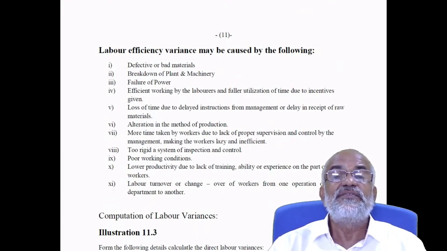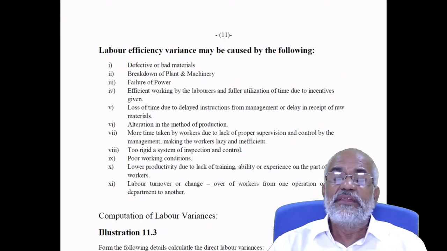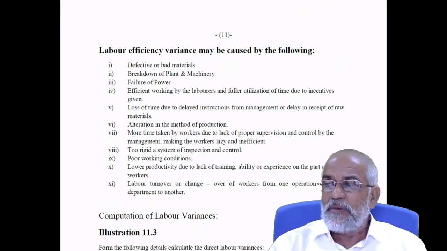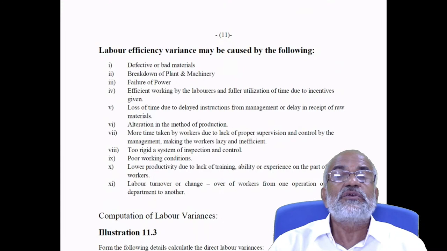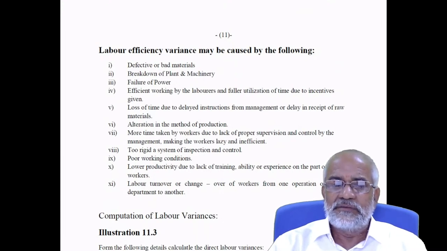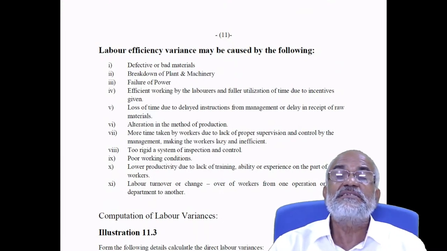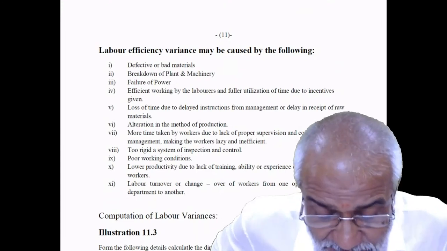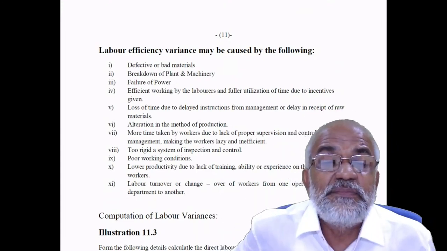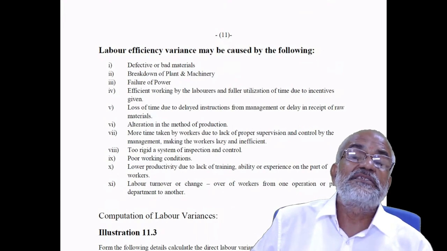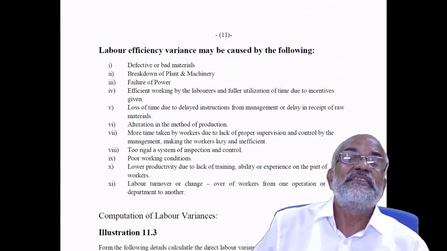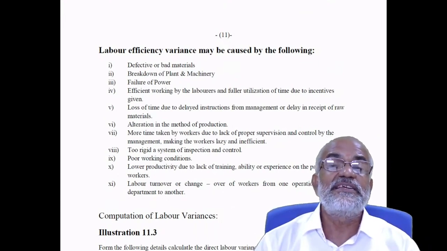The next one is efficient working of the laborers and fuller utilization of time due to an incentive scheme. When the management, in order to ensure the efficiency of the workers, increases the incentive to the laborers, it may cause higher production with lower time, and this may result in labor efficiency variance.